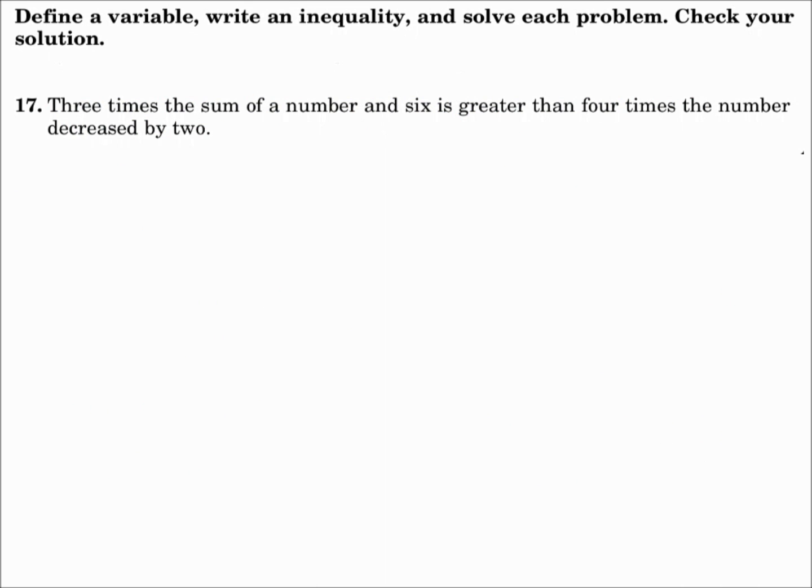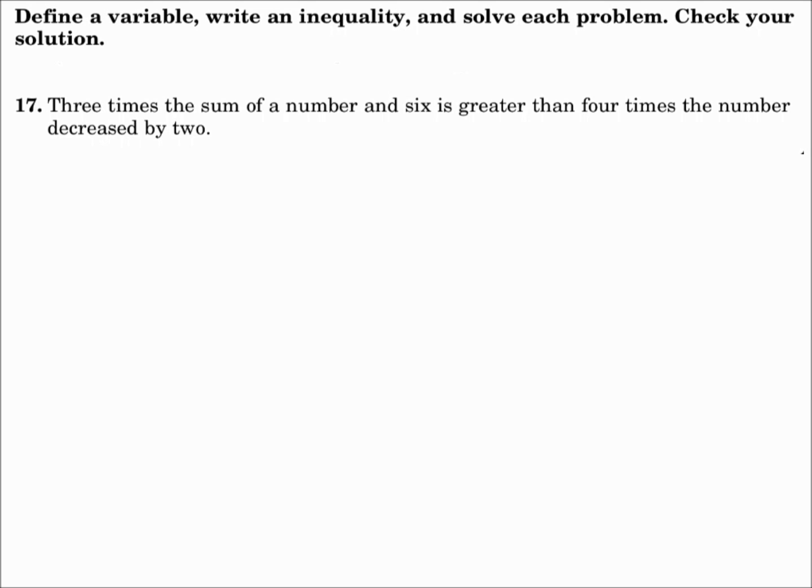Define a variable, write an inequality, and solve each problem. Number 17. 3 times the sum of a number and 6 is greater than 4 times the number decreased by 2. Well, the variable will be a number, and you could make any variable you want. We will use the letter n.